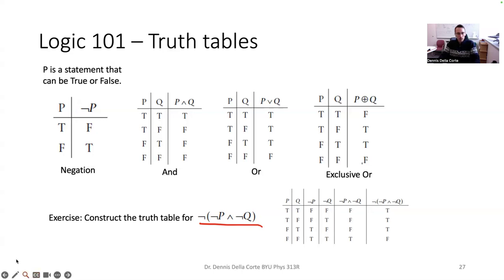Do you notice something when you look carefully? This outcome here is the same as this outcome. So there's an equivalence between this complicated statement and P or Q. So we're actually able to represent an OR through multiple negations and an AND, which is a neat result.